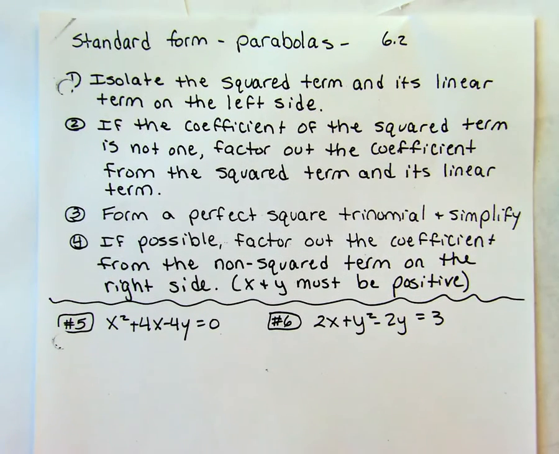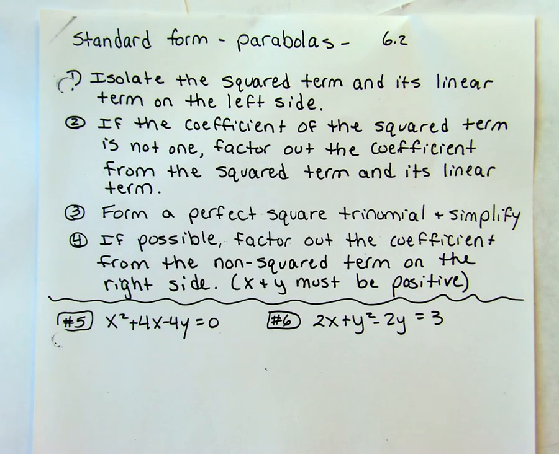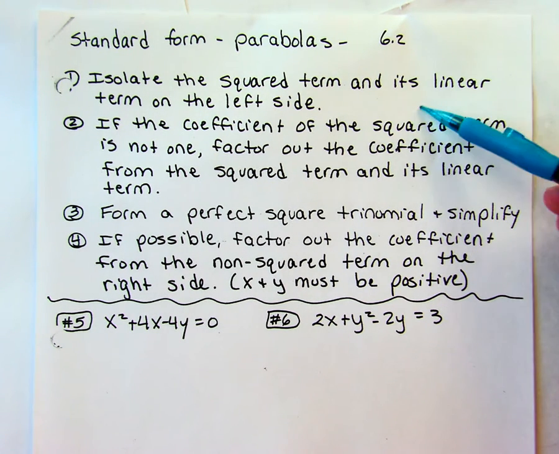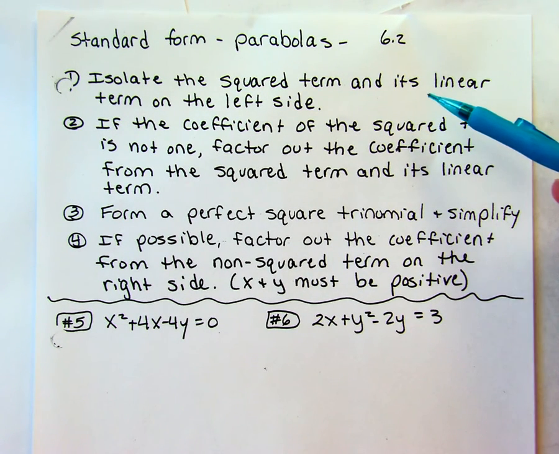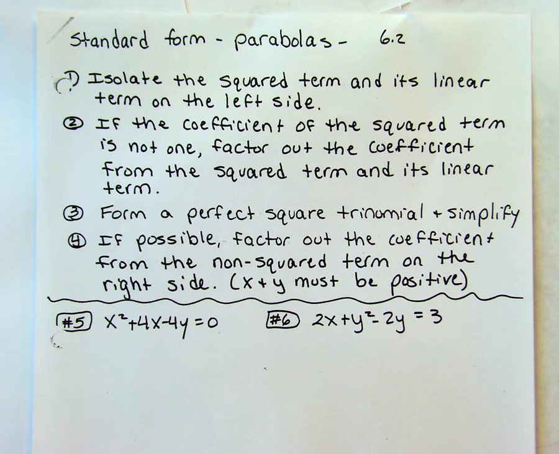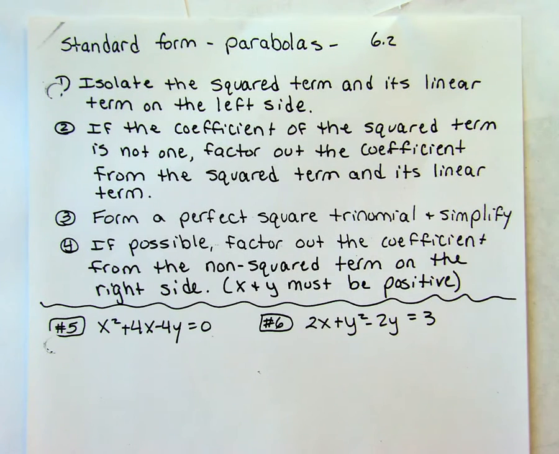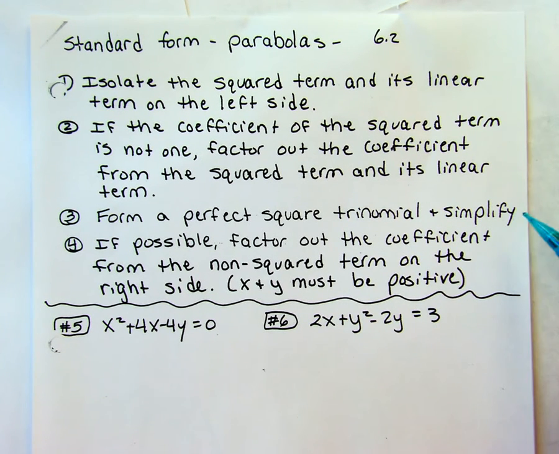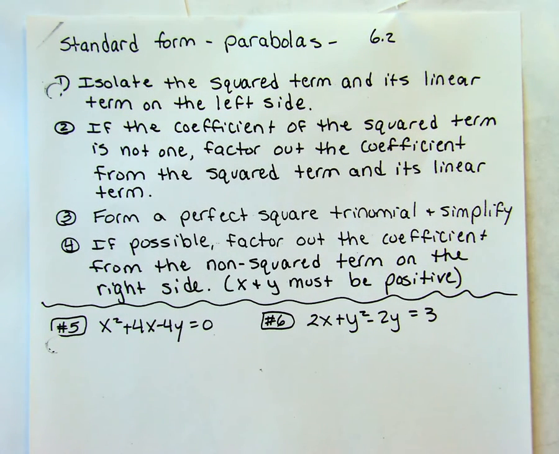So what you're going to do here, almost like the last lesson we learned, you're just going to follow the steps. Step number 1, isolate the squared term and its linear term on the left side. Step number 2, if the coefficient of the squared term is not 1, factor out the coefficient from the squared term and its linear term. Number 3, form a perfect square trinomial and simplify. Don't forget to simplify. And finally, step number 4, if possible, factor out the coefficient from the non-standard form on the right side.